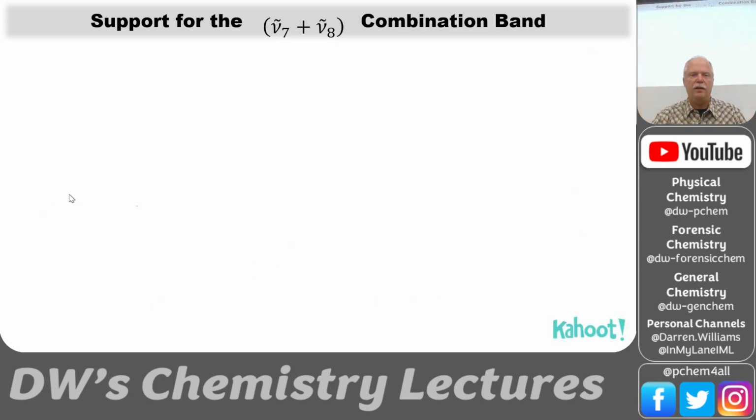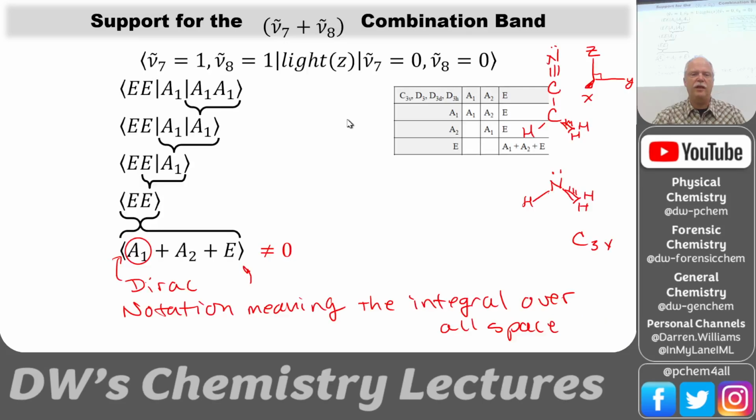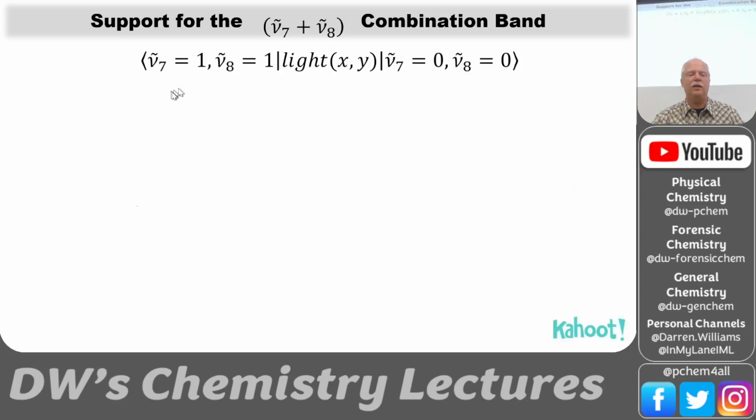Okay, then the nu 7 nu 8 combination band. This was the last one we did with 7 and 8. We did it with Z polarized light, which was the A1. Let's do it with X or Y polarized light. So same problem, but now we have XY polarized light. And I only include this one because I want you to see what happens when we have 3 E's in the problem.